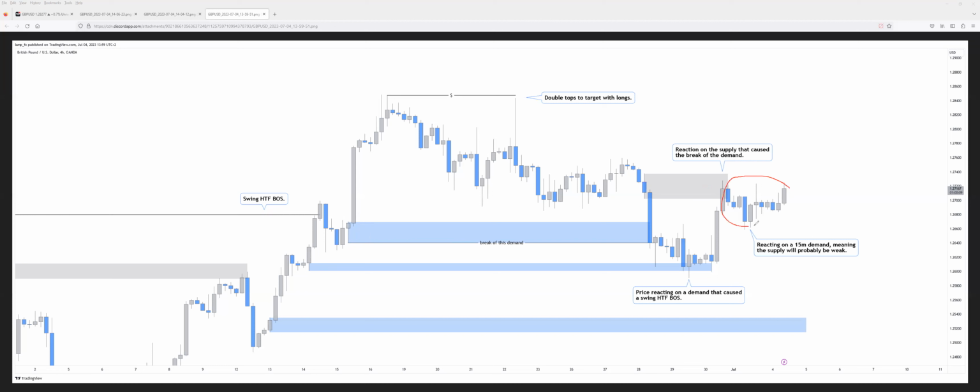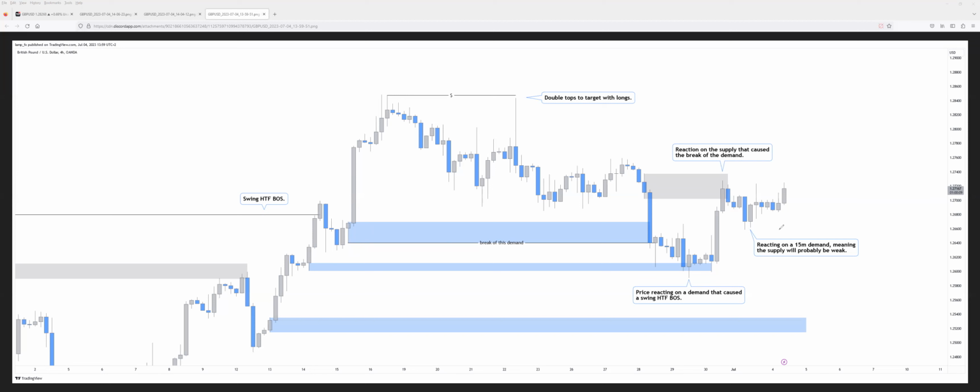This movement is rather a 50-minute movement and not a 4-hour one. On the 4-hour one, this is just a consolidation range, right? But on the 50-minute time frame, as I stated here, it reacted on a 50-minute demand, meaning the supply will probably be weak. Why did I write it here? The reason I wrote it down is because if the 4-hour supply can take out the less recent valuable 50-minute demand, then likely that 4-hour supply will be weak.